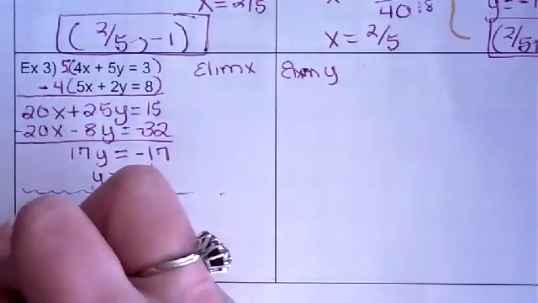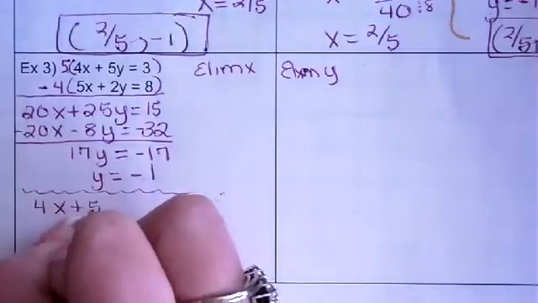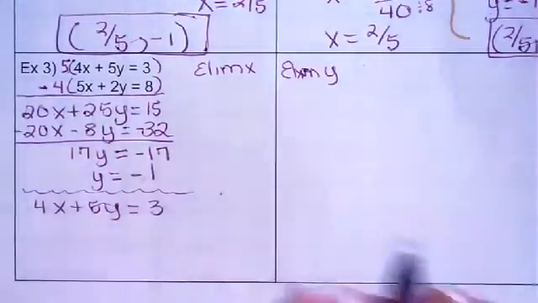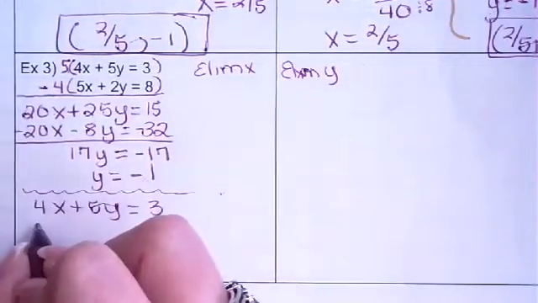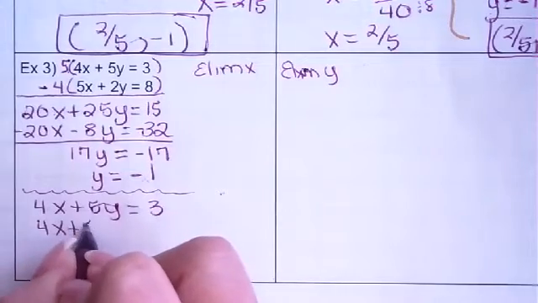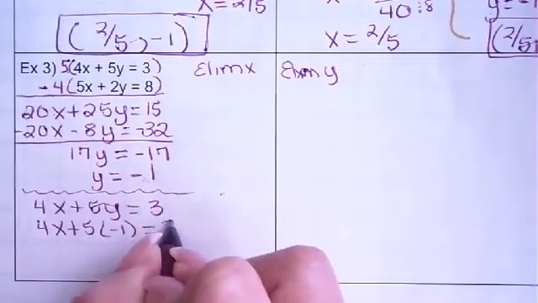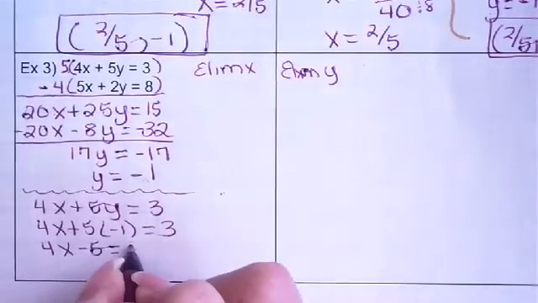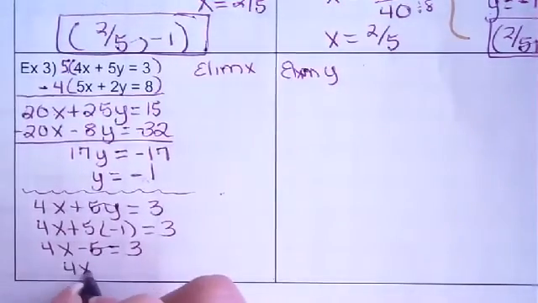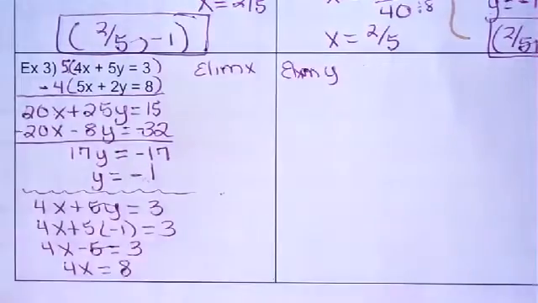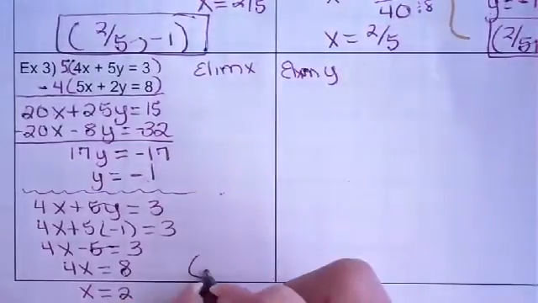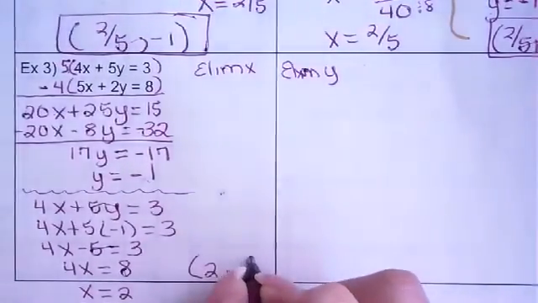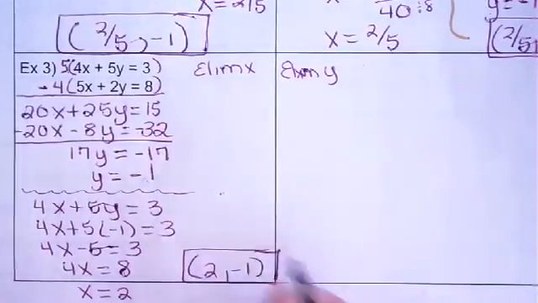And I'm going to come down with 4x plus 5y equal to 3. And I'm going to replace the y with negative 1. So 4x plus 5 times negative 1 equal to 3. That's going to give me 4x minus 5 equal to 3. And I'm talking fast through this because we know this part. 4x is equal to 8. And then that makes x equal to 2. So my ordered pair here is 2, negative 1.